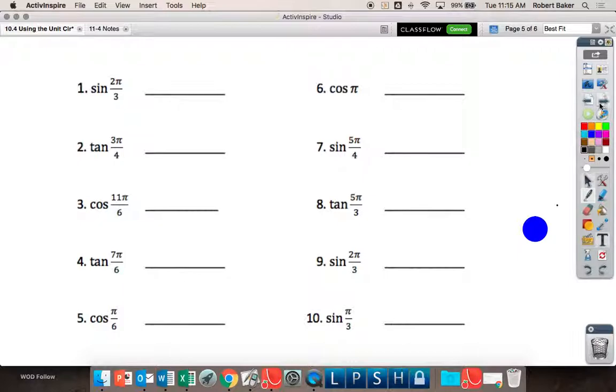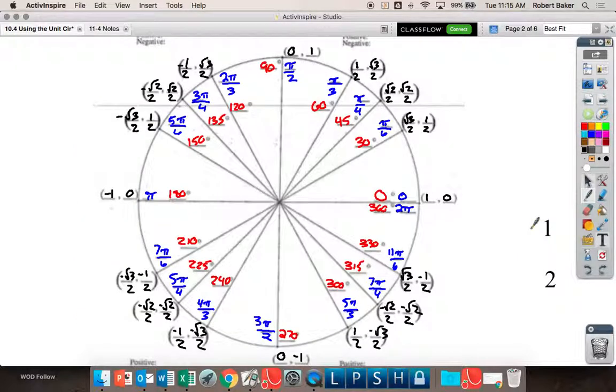So, for number 1, I'm trying to evaluate the sine of 2 pi over 3. So, I go to my unit circle. I'm doing the sine of 2 pi over 3. Here it is, right here. 2 pi over 3. What is the sine of 2 pi over 3? Is it the first number or the second number? The second number. What are you looking for?